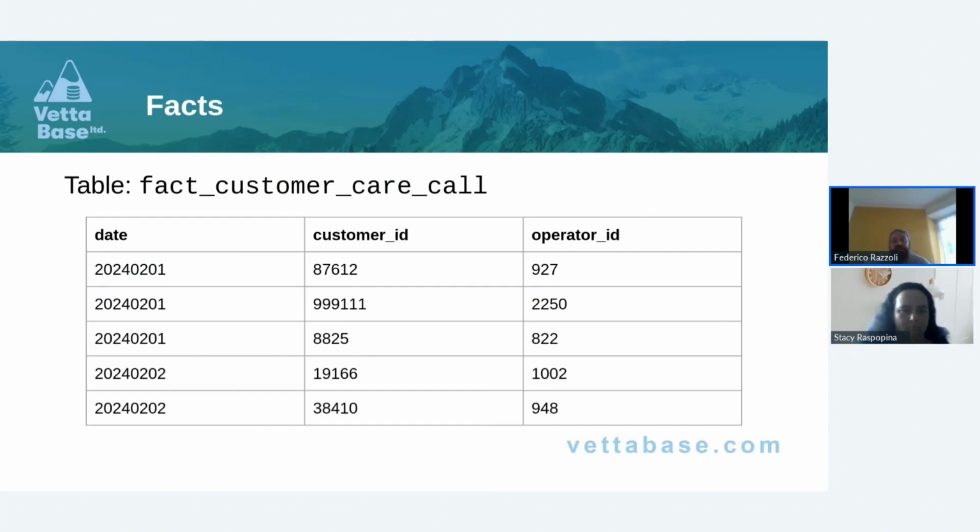Here we have another example of a fact table, which is actually a factless fact table. And it's also a transaction fact table. As you can see, we have a column for the date. I already explained the format. We have a column for the customer who made a call to the customer support, and an operator ID, which points to an operator dimension. So we know that customer 8 blah blah blah called on this date, and operator 927 answered the call.